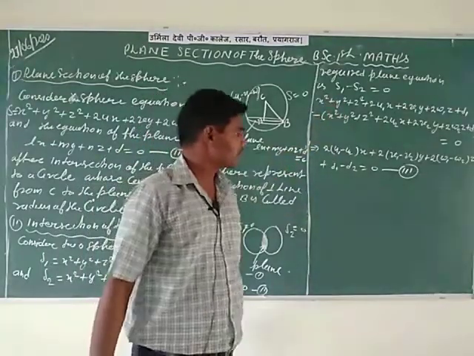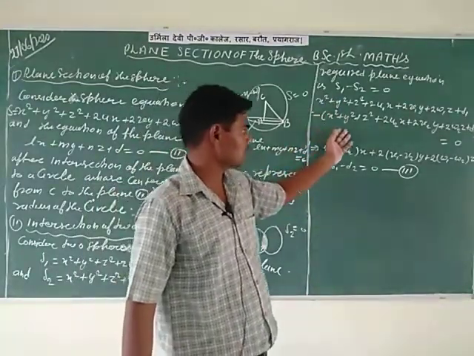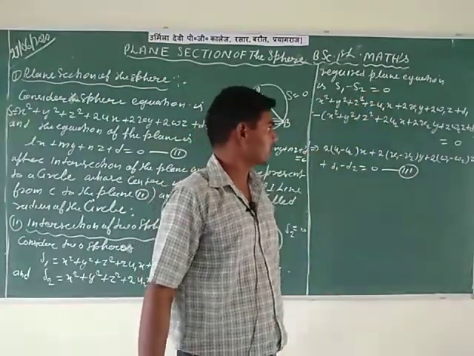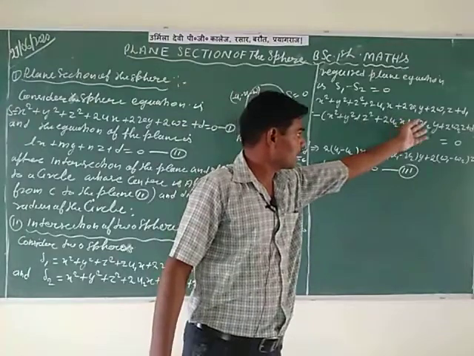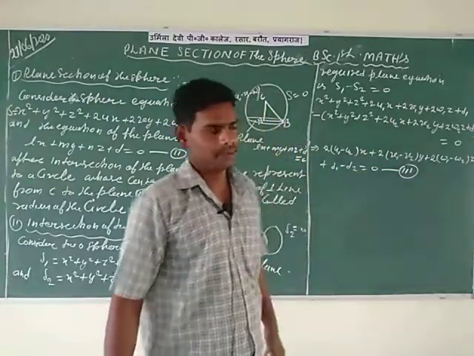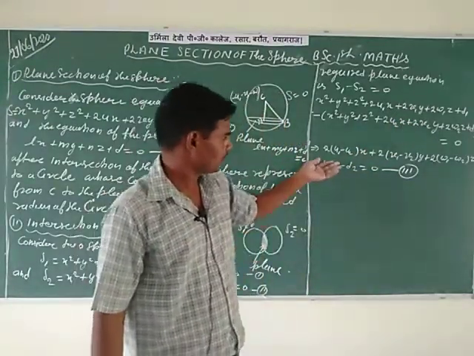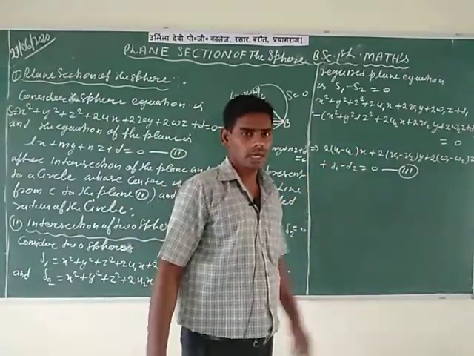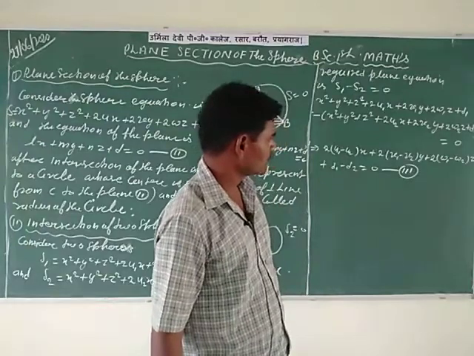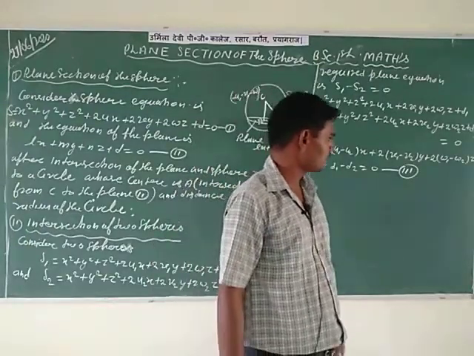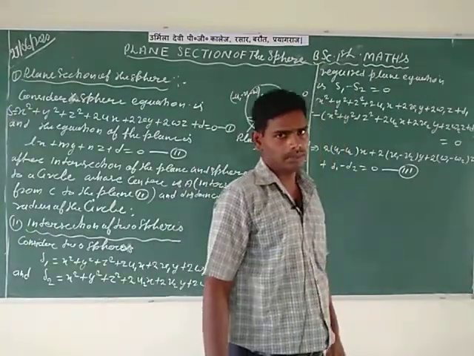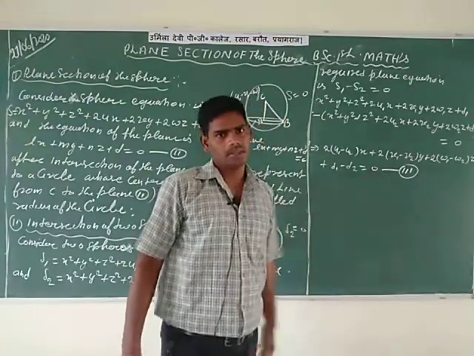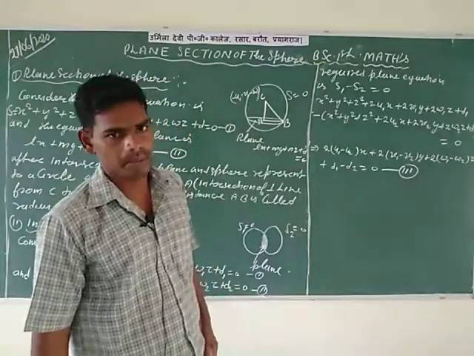So here in simplification, x square cancels x square, y square cancels y square, and z square cancels z square. The same process will be taken for the others, x, y, z and constants d1 and d2. So after simplification, this is equation third, means 2 times (u1 minus u2) x plus 2 times (v1 minus v2) y plus 2 times (w1 minus w2) z plus (d1 minus d2) is equal to 0, which always represents a plane.